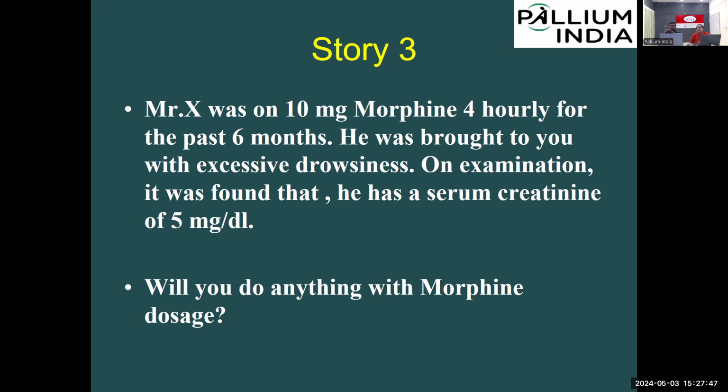So the patient is on 10 milligram of morphine 4 hourly, but has now reported to us with excessive drowsiness, and his serum creatinine was found to be 5 milligram per deciliter. How do we move forward? Any suggestions?